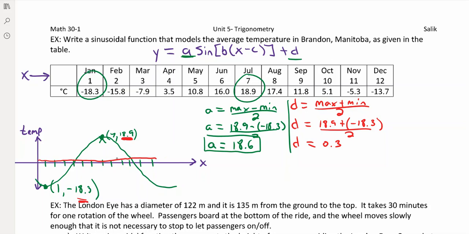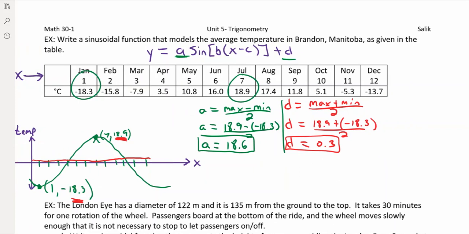So I was expecting that this line would be a little above 0, and it was. And remember, what we're finding here when we do this max plus min divided by 2 is really just the average between 18.9 and negative 18.3. And again, this formula is not on your formula sheet. Okay, next one.